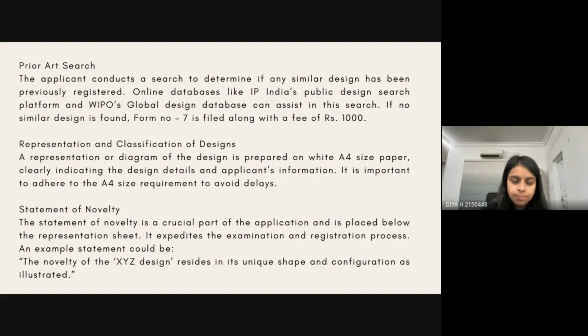Statement of novelty. The statement of novelty is a crucial part of the application and is placed below the representation sheet. An example of a statement can be: the novelty of the XYZ design resides in its unique shape and configuration as illustrated.